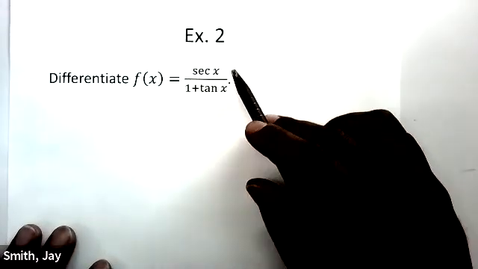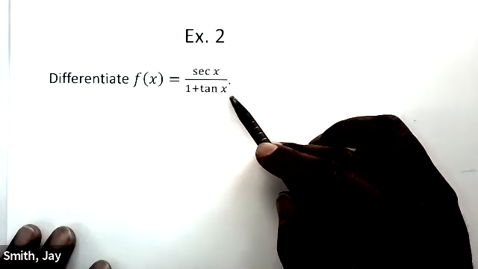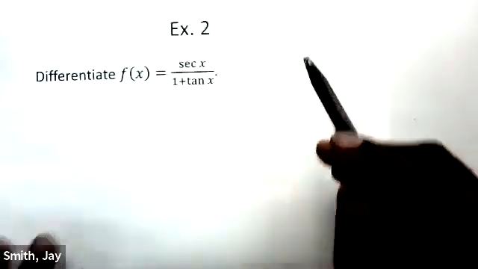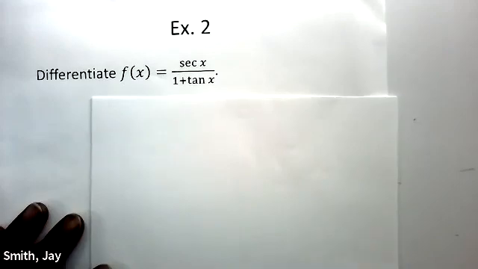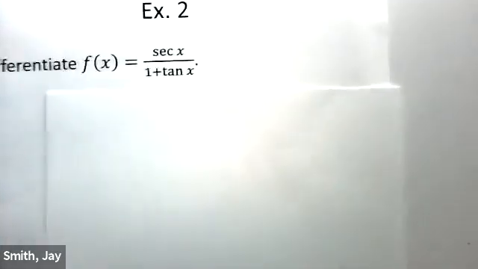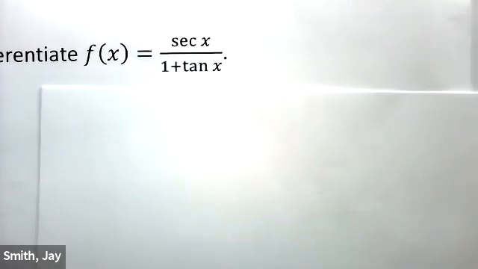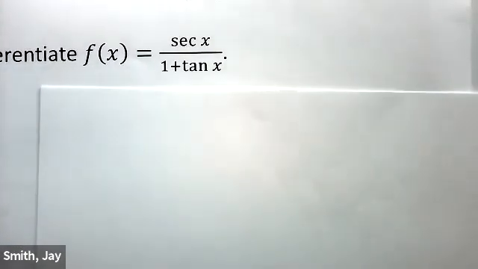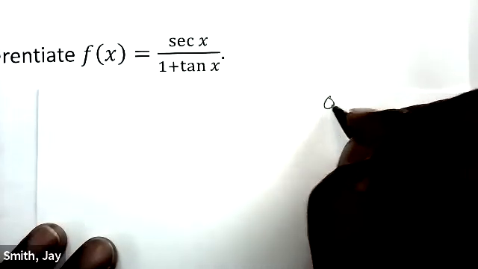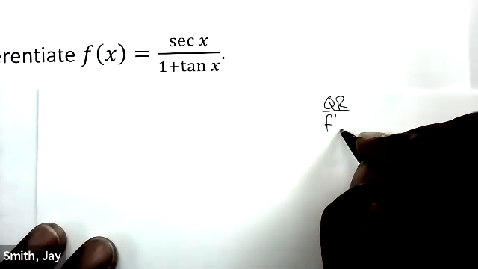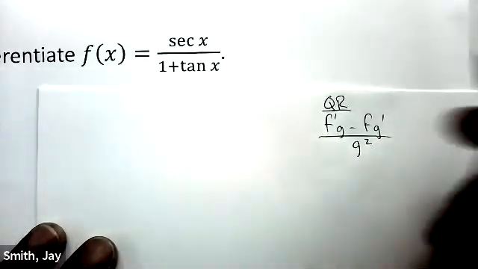to differentiate this function because we have two differentiable functions being divided. Those two differentiable functions, my numerator and my denominator, happen to be trigonometric. All right, so this is a quotient rule problem. We can use our formula sheet for the derivatives of trigonometric functions. So starting with f of x, which is secant x divided by 1 plus tangent x. This is a quotient rule problem. The quotient rule: f prime g minus f g prime, all divided by g squared.